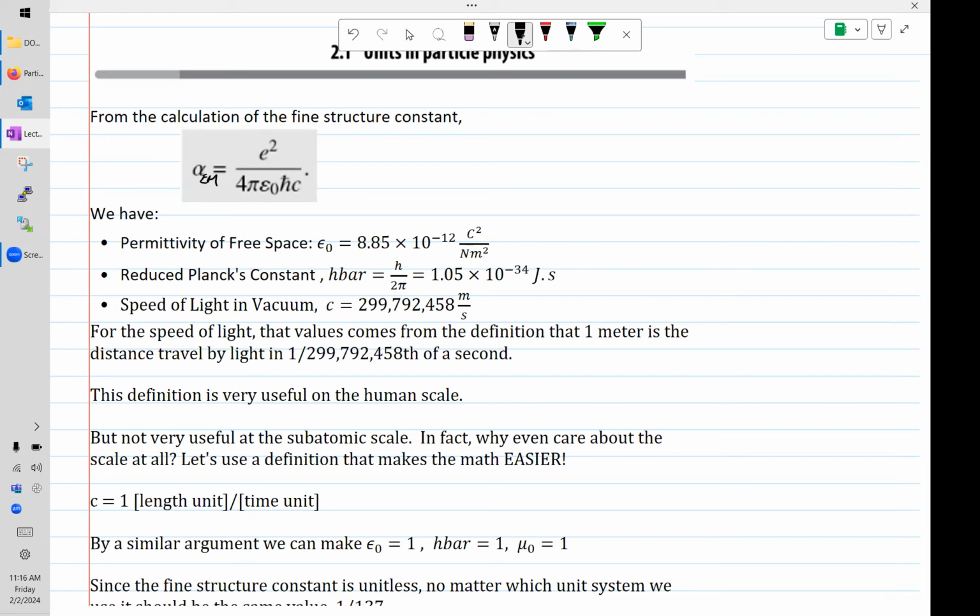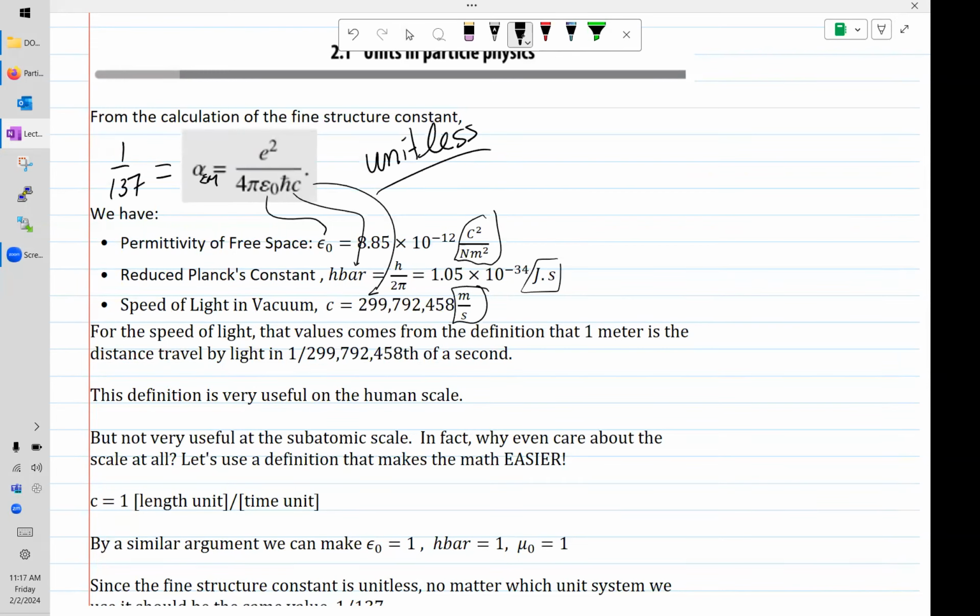All of these constants, epsilon naught, h bar, c, have the right units: charge squared, Newton squared, Joule squared and meter squared, so that when you put all of these units together, this becomes a unitless quantity. That's nice because this number is always 1 over 137, no matter what unit system you're using. In fact, the speed of light is really a definition that we decided. Maybe not we, maybe the French did it actually.